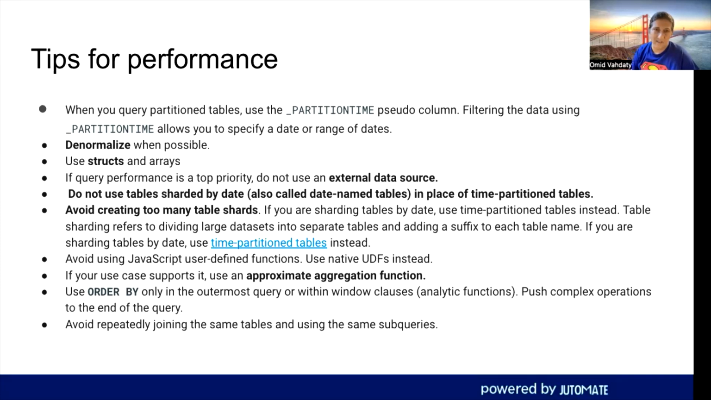You can denormalize tables as much as you like because you're only paying for the data you read. So if you have a small fact table and several dim tables, when you join them, you only pay for what you are consuming. If query performance is your top priority, do not use external tables.